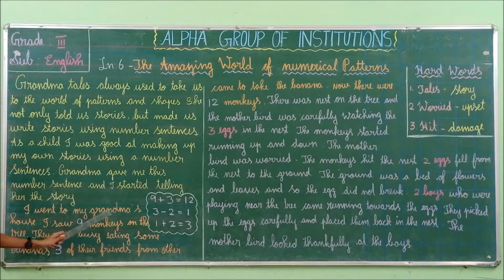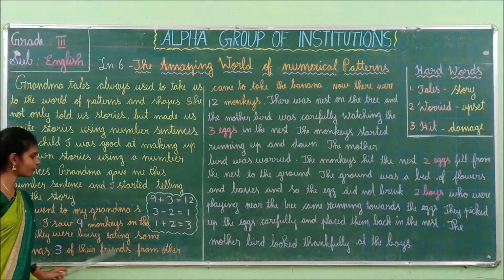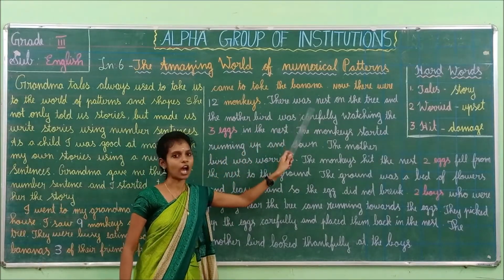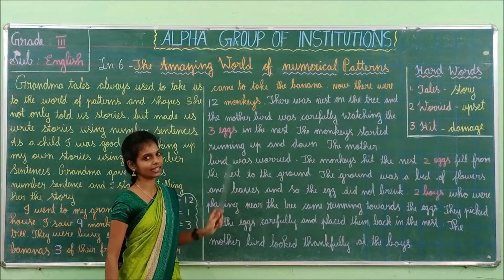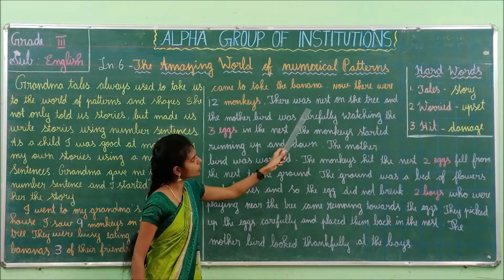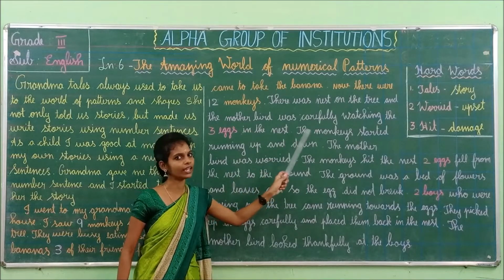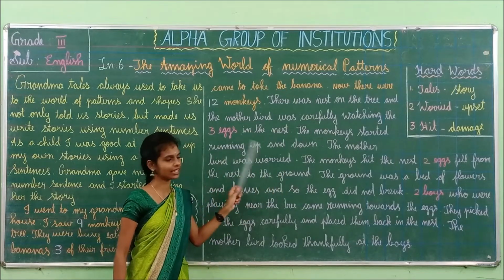I went to my grandma's house. I saw 9 monkeys on the tree. They were busy eating some bananas. 3 of their friends from another tree came to take the bananas. Now there were 12 monkeys. There was a nest on the tree and the mother bird was carefully watching 3 eggs in the nest.